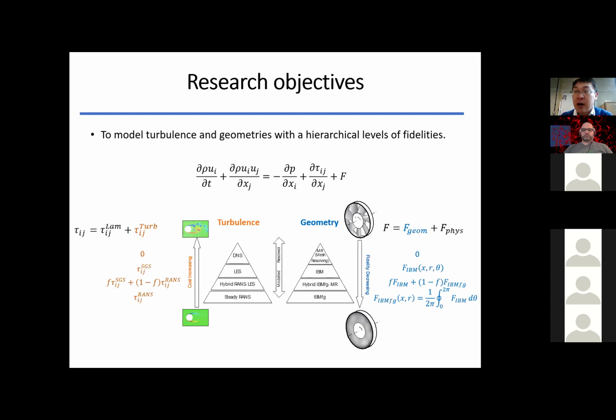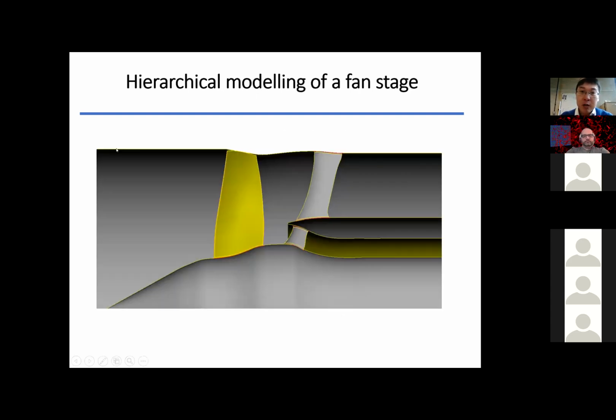So we can also hybridize the low order geometry modeling with the mesh resolved modeling. Obviously, it is similar to the hybrid RANS and LES. So the work I introduced today is to use both hybrid methods for the geometry and the turbulence to model a fan stage. The fan stage we are looking at is a bypass fan. So the bypass ratio is around 6 to 8, but it depends on the operating conditions.